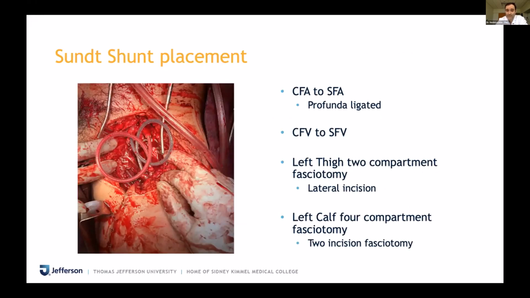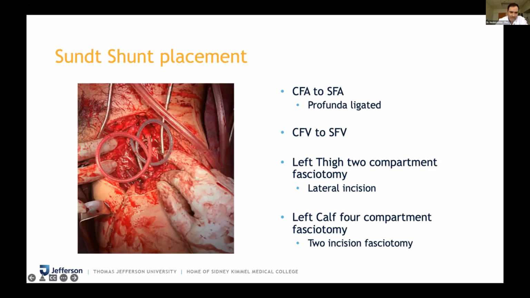It's just that over there, we did not have the Argyle. We had this Sun shunt, and it was like, okay, I've never used this, I'm more familiar with the Argyle shunt. But anyway, with the vascular team, one shunt was placed from the common femoral to the SFA, and the profunda was ligated temporarily. Then we shunted the vein too, and performed the left thigh 2-compartment fasciotomy via lateral incision, and the calf 4-compartment fasciotomy, 2 incisions, 1 medial, 1 lateral.